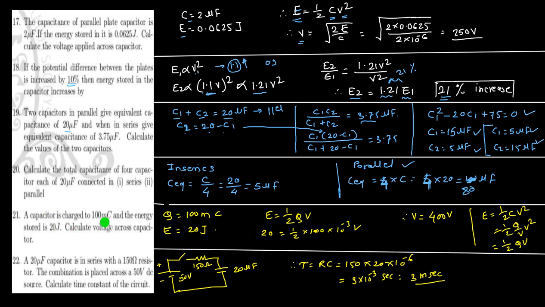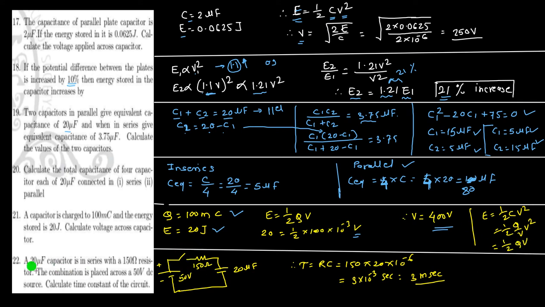A capacitor is charged with 100 millicoulomb and the energy stored is 20 joule. Calculate the voltage across the capacitor. Q is given as 100 millicoulomb and the energy stored is 20 joules. So energy is equal to 1 half QV. If you substitute the values, you will get V as 100 volt. So how did I get 1 half QV? It is 1 half CV square, and C is equal to Q by V. So it will give you 1 half QV. So that is the formula used over here.